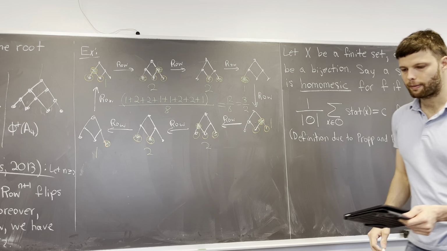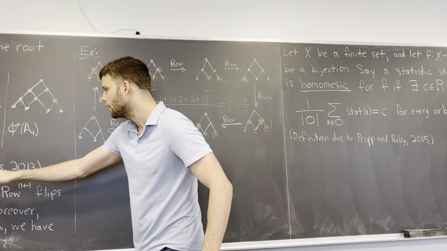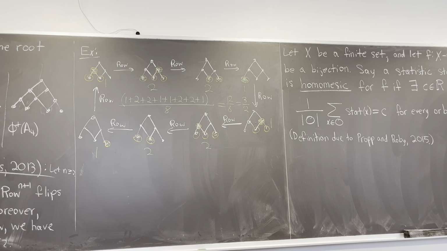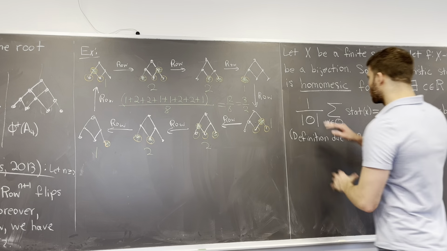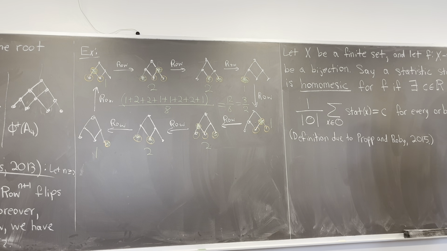So the kind of strange thing about homomessy, so this is one example. The last statement here, you could say, is telling us that the statistic that takes an order ideal to the number of maximal elements of that order ideal is homomessic for Rowmotion, on the type A root poset here, and that C value is just n over 2. The kind of surprising thing is that this shows up in a lot of places. So this is kind of a strong condition if you think about it. Why would the averages all be the same?